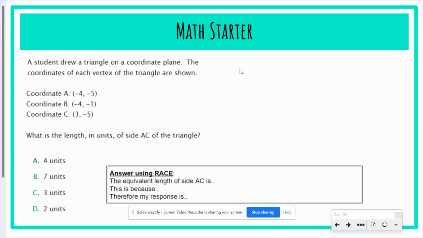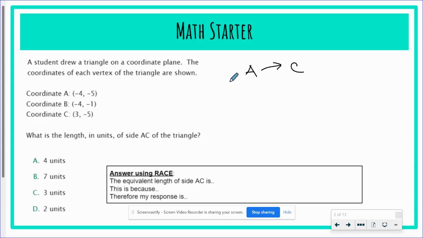A student drew a triangle on a coordinate plane. The coordinates of each vertex are shown below. We have -4, -5, -4, 1, and 3, 5, and those are coordinates A, B, and C. We are being asked what is the length in units of side AC of the triangle. So we want to go from point A to point C.